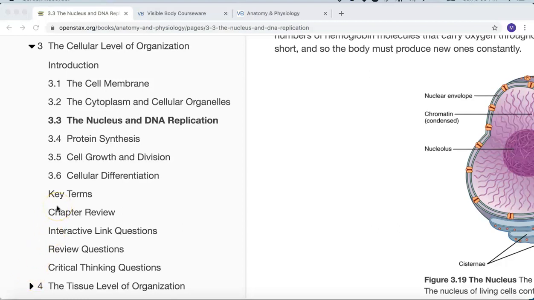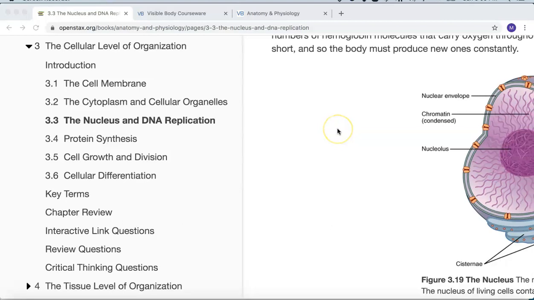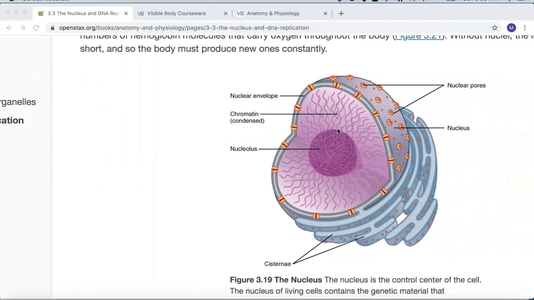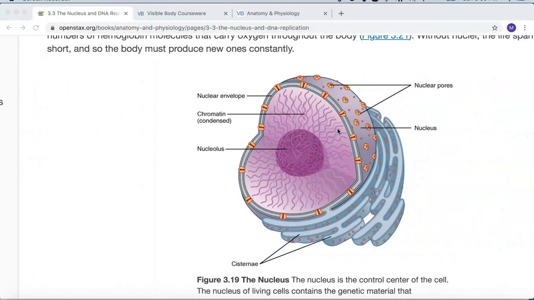All right, this video is going to accompany section 3.3 in the OpenStax textbook. So, the nucleus and DNA replication. I know in an earlier video, when you were learning about organelles, you heard a little bit about the nucleus, but we'll go into a little more detail here. So take a look. Here's the nucleus.